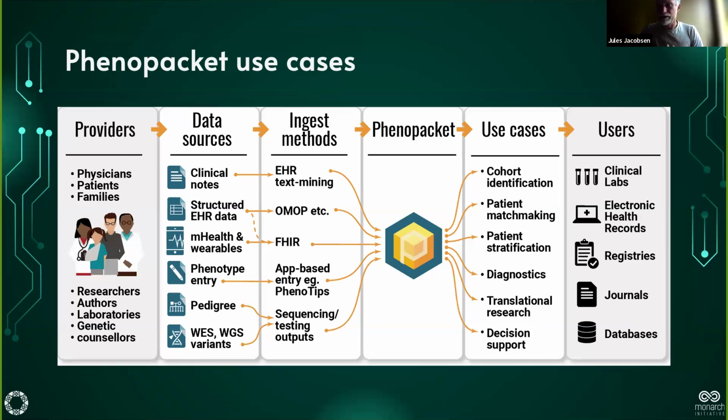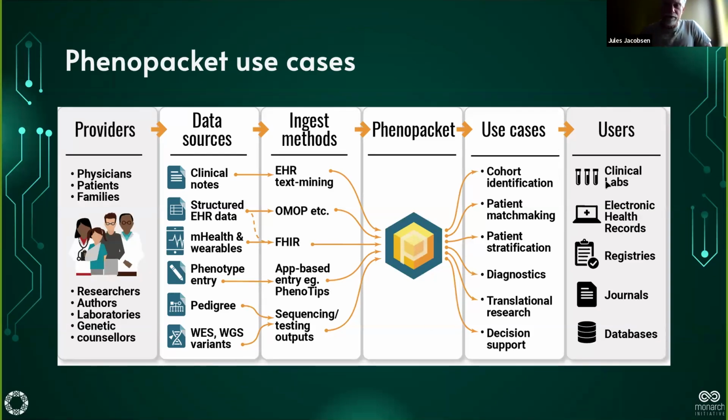So for example, we've got finding cohorts, stratifying patients, finding other patients that look like other patients, actual diagnosis of patients for genomic diseases or phenotypes, and then translational research, which I don't think we've done quite as well in, mainly because the Phenopacket is very much human focused and not so much for model organisms. And then decision support, which I guess is part of the diagnostics.